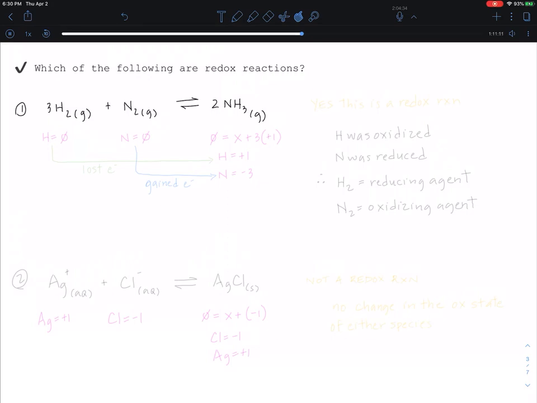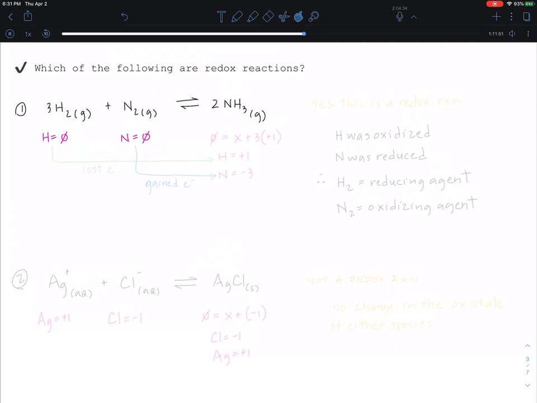So let's see. What is the oxidation state of hydrogen in molecular hydrogen? Well, this is our first rule there. It's 0, right? We've got something bonded to itself. The oxidation state of the nitrogen in molecular nitrogen is also 0. The big coefficients out front do not mean anything to us, right? That's just based on the balanced chemical equation. I'm looking at what happened to each species when this reaction occurred. So I took hydrogen gas, nitrogen gas, and I made some ammonia.